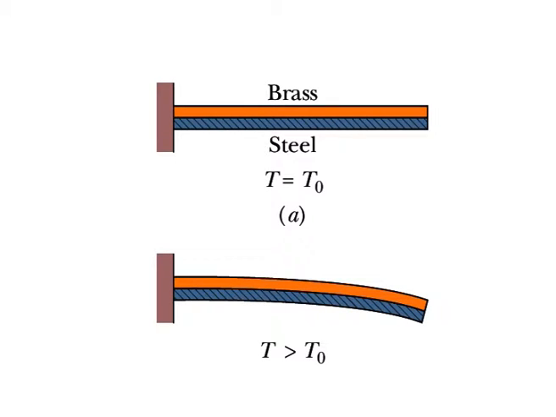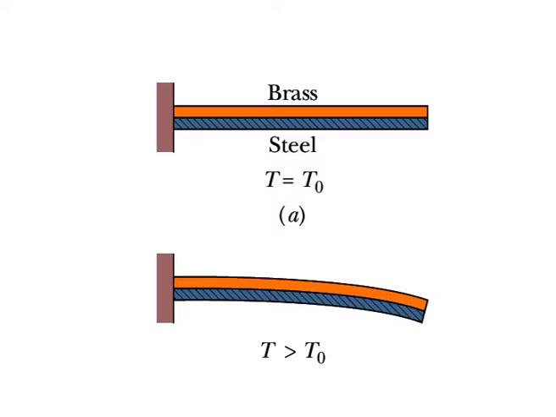Thermometers and thermostats are based on the differences in expansion between the components of a bimetal strip. Figure A shows a bimetal strip consisting of a strip of brass and a strip of steel welded together at temperature T0, and figure B shows the strip bends at a temperature above the reference temperature. Below the reference temperature, the strip bends the other way.